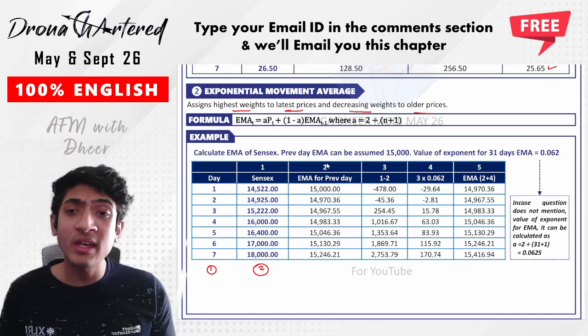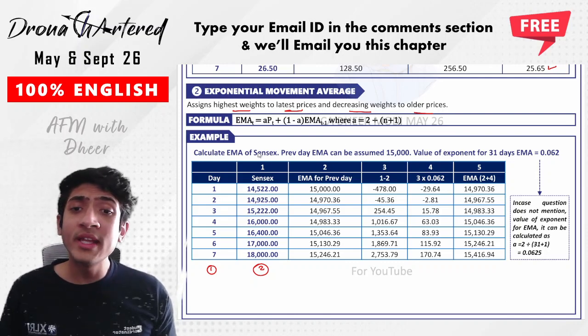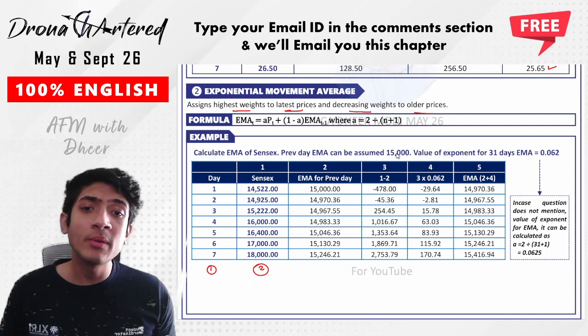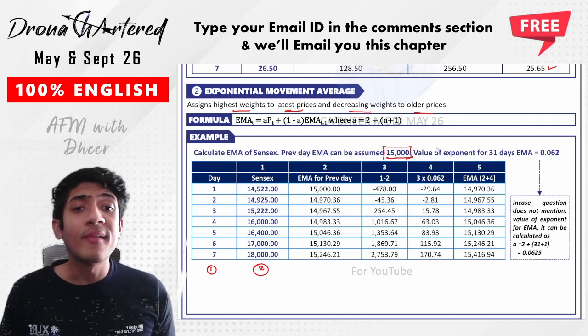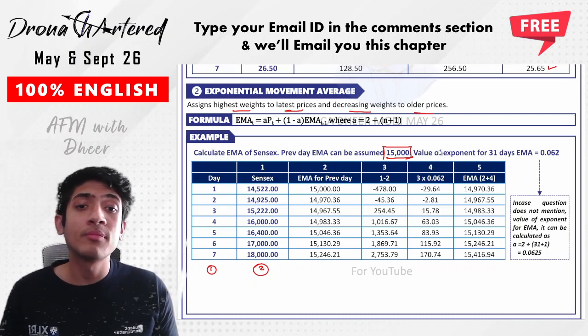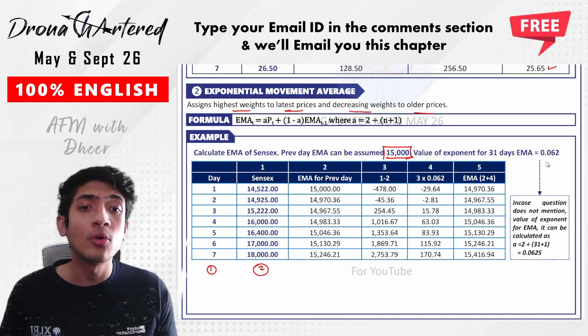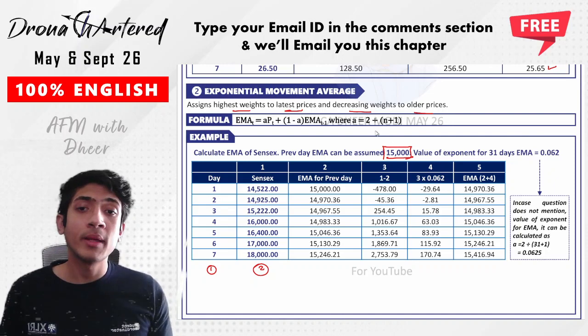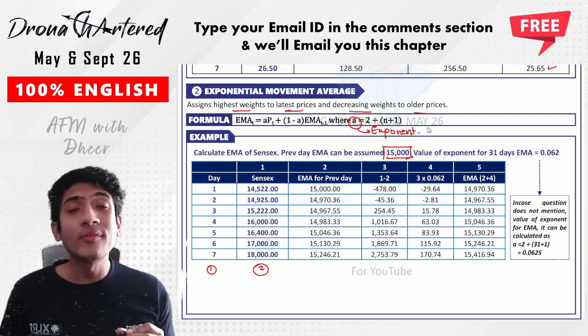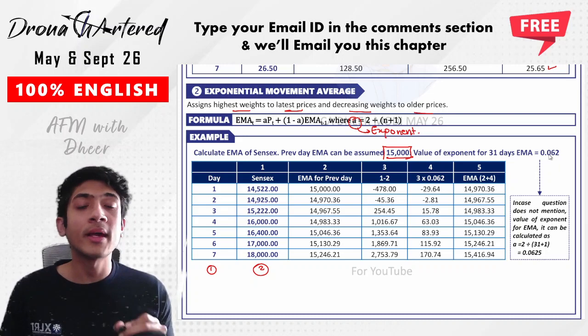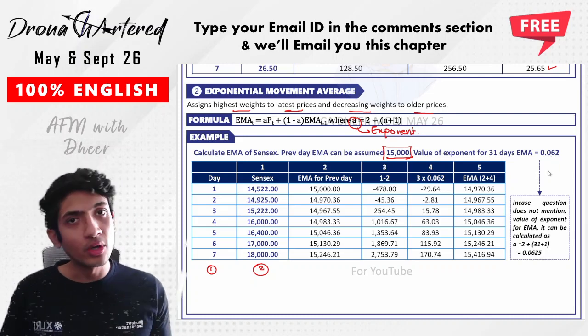So in the question, what have they given us? They have given us: calculate EMA of Sensex. Previous day EMA can be assumed to be 15,000. Perfect, so we have one piece of information. The value of the exponent for 31 days is 0.062. That is basically this A. This A is your exponent.